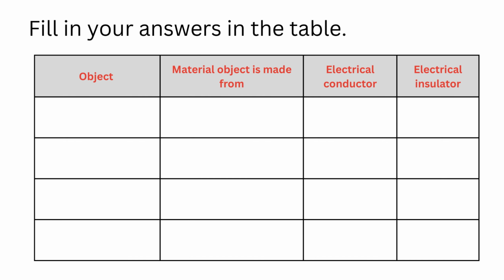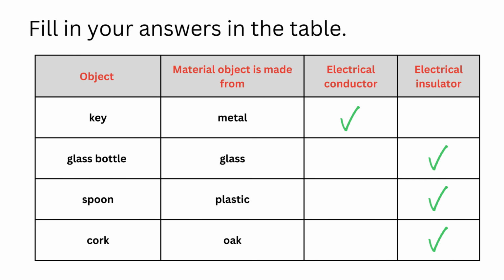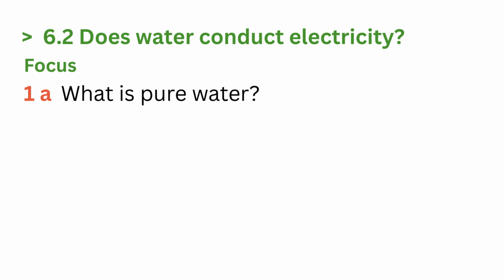Fill in your answer in the table. Object, material object is made from, electrical conductor, electrical insulator. The key is made from metal and it is an electrical conductor. A glass bottle is made from glass and it is an electrical insulator. The spoon is made from plastic and it is an electrical insulator. The cork is made from oak and it is also an electrical insulator.